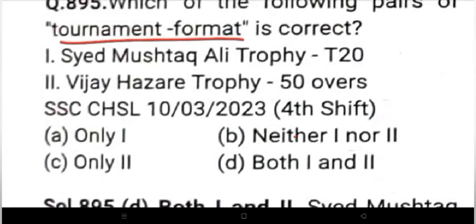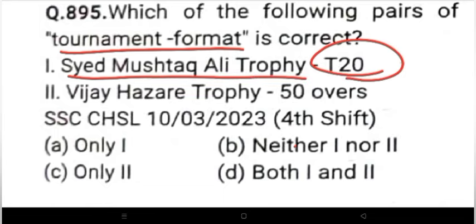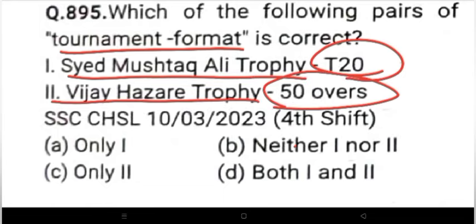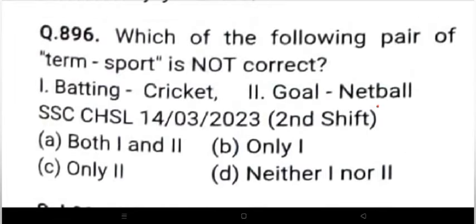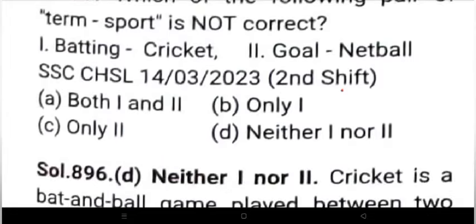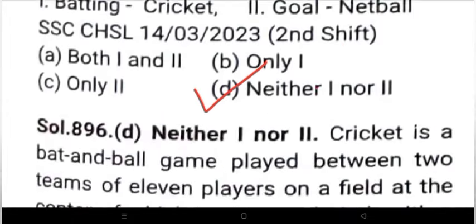Which of the following pairs of tournament format is correct? Both 1 and 2. Syed Mushtaq Ali Trophy, T20. Vijay Hazare Trophy, 50 overs. Next, which of the following pairs of term and sport is not correct? Neither 1 nor 2 is not correct.